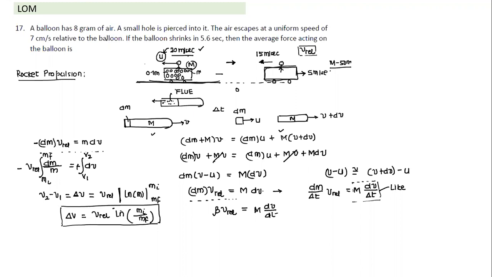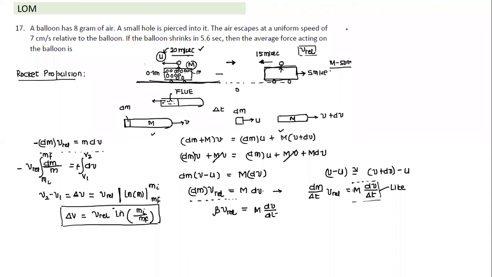So coming back to this question, here the balloon shrinks in 5.6 seconds, what is the average force? This particular question is simple. What is average force equal to here? A balloon has a mass of 8 grams, a whole sphere. The air escapes at a uniform speed of 7 centimeters per second relative to the balloon. The balloon shrinks in 5.6 seconds. What is the average force?